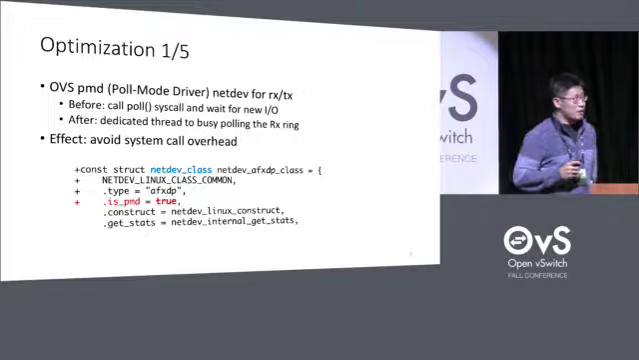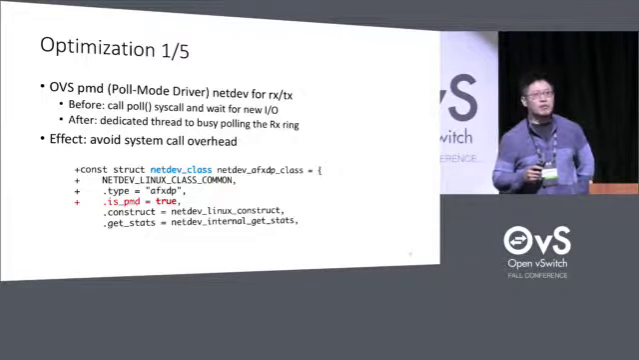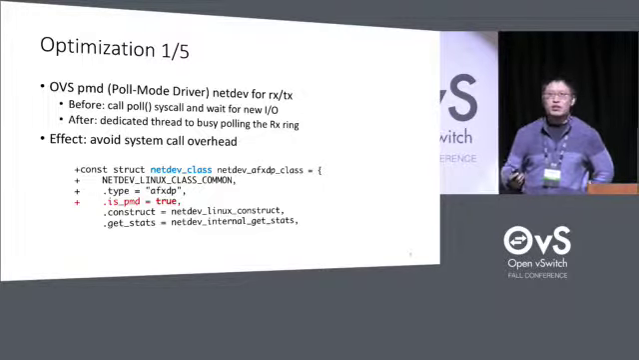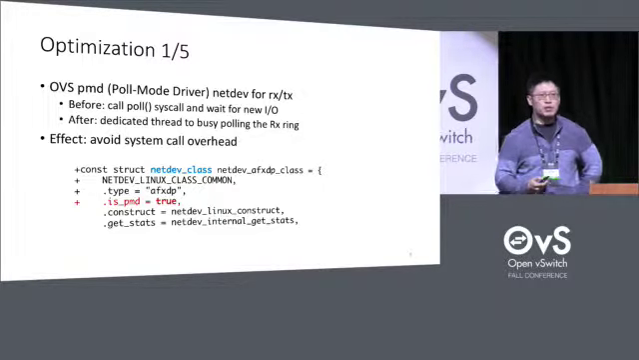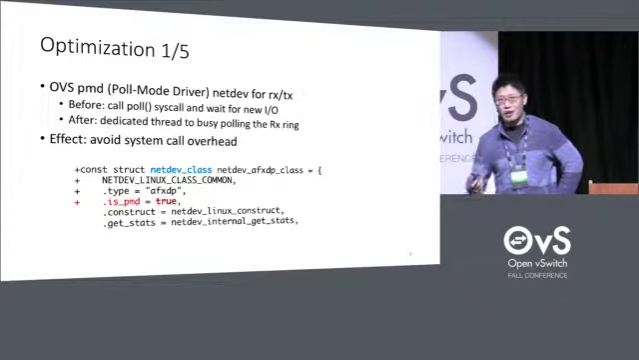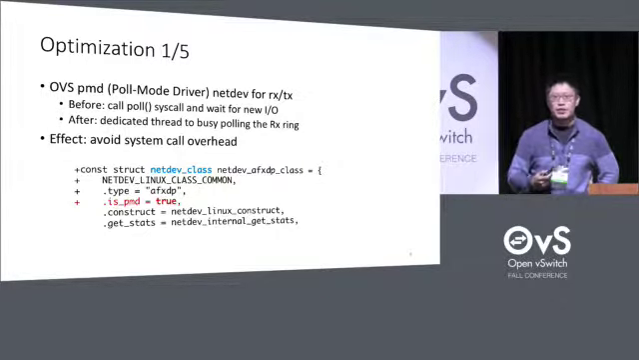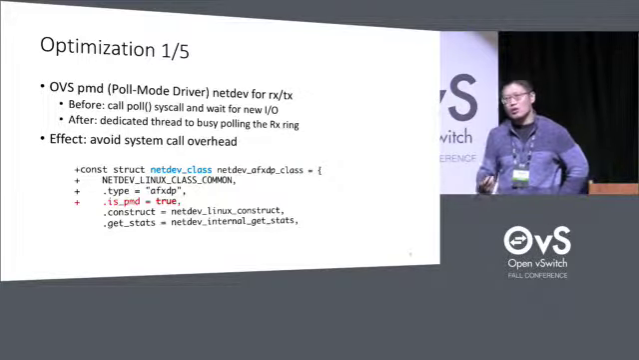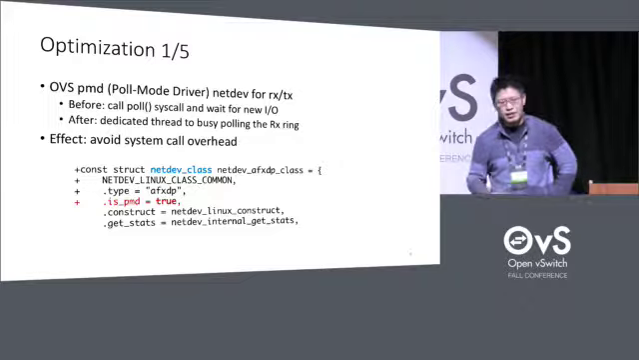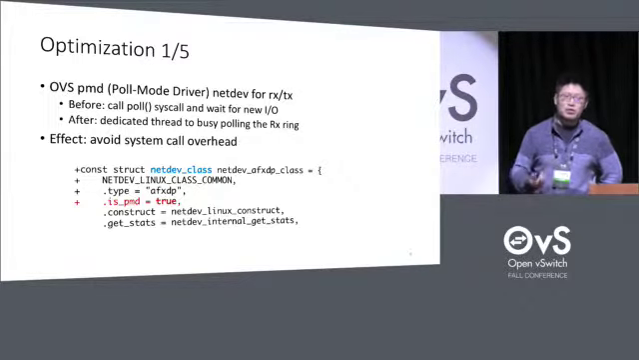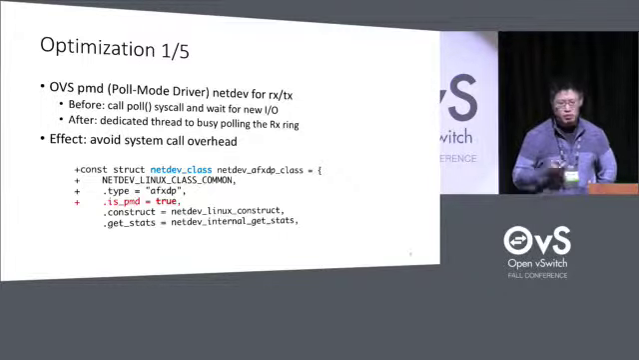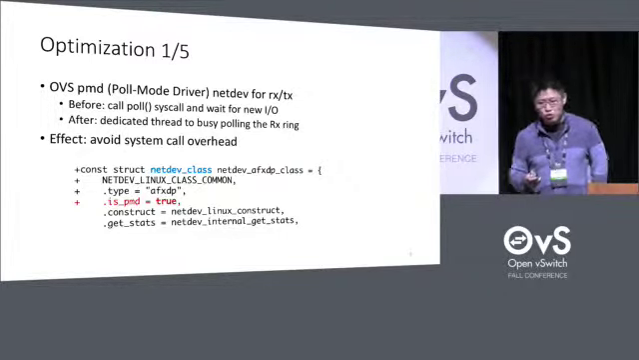So the first optimization we apply is called PMD. In OVS, AF_XDP is a socket, so it returns you a file descriptor. One way is to poll this file descriptor when there's a packet coming in. But calling a poll system call has pretty high overhead. So instead we use a dedicated thread, the PMD thread, to do this. Luckily this is very easy to implement. Just set the flag to be true.